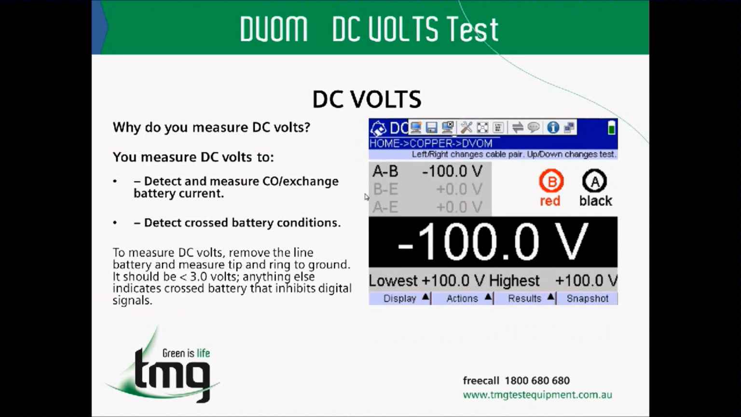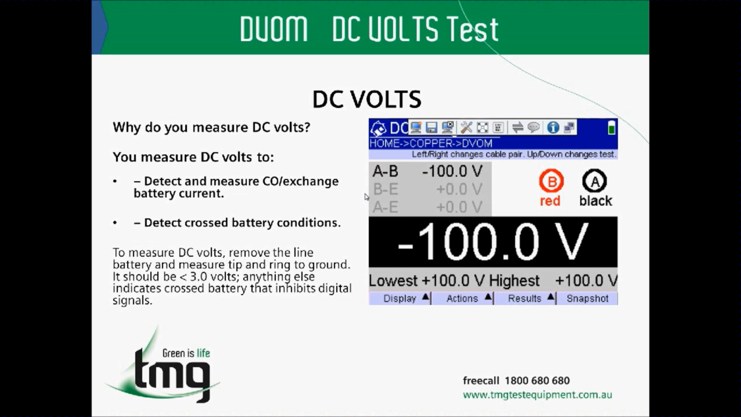Now we are going to move on to the DC volts test. Why do we need to measure DC voltage? That's another parameter coming into play when we are characterizing a line. You measure DC volts in order to detect and measure the battery at the central office exchange, or to see if there is a crossed battery condition on our line.